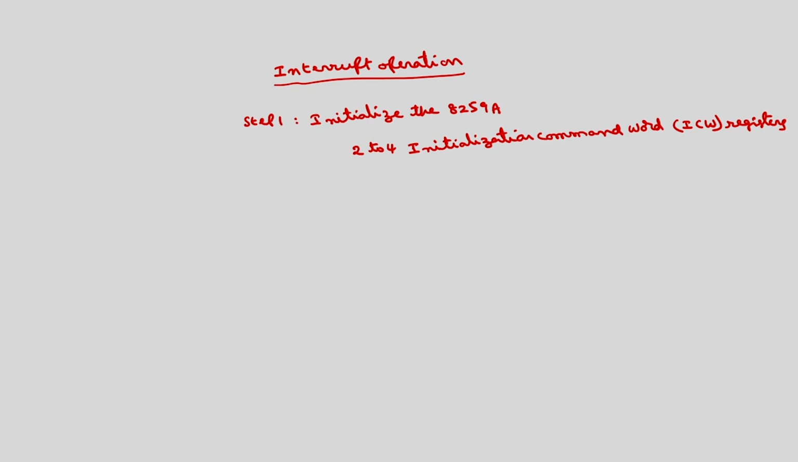In addition, we can have one operational command word register also. There is another type of register, a control register, which is the operational command word register, called OCW.